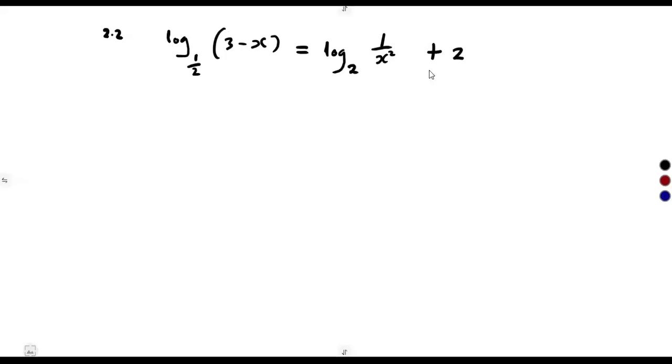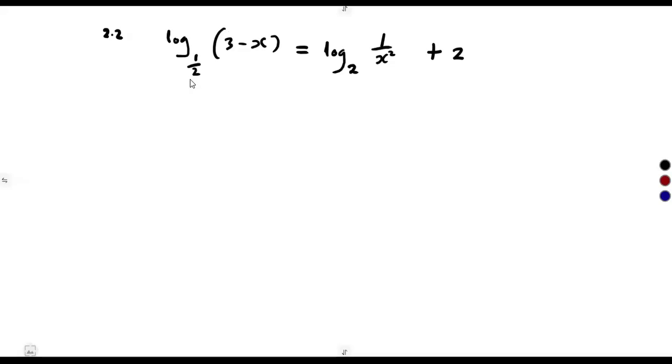Okay, no problem. So on 2.2, we are given to solve for x, given the logarithm of 3 minus x in the base of half, and this is equal to the logarithm of 1 over x squared in the base of 2 plus a 2. I want you to see that here, there are so many things that are considered.